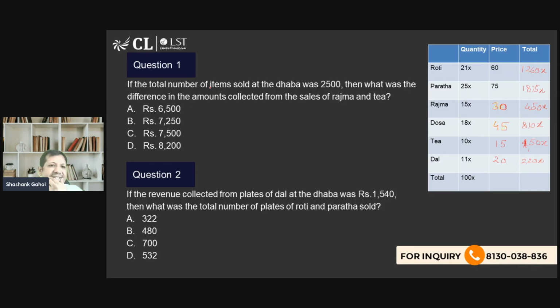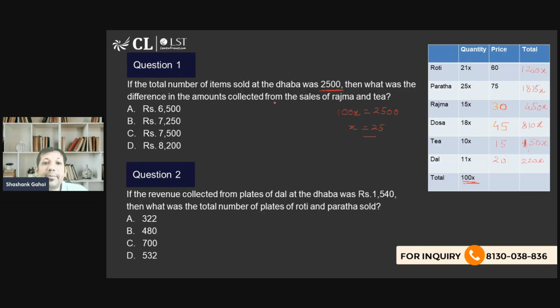Okay. Now, what does it say? If the total number of items sold at a dhaba was 2500, total items are 2500. It means the question is saying that 100x is equal to 2500. So, what is the value of x? x is directly 25. Okay.